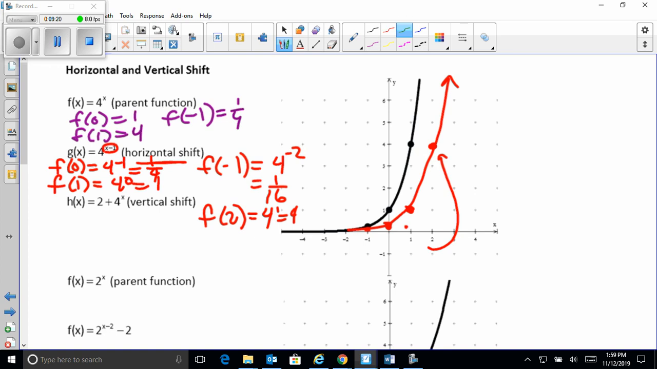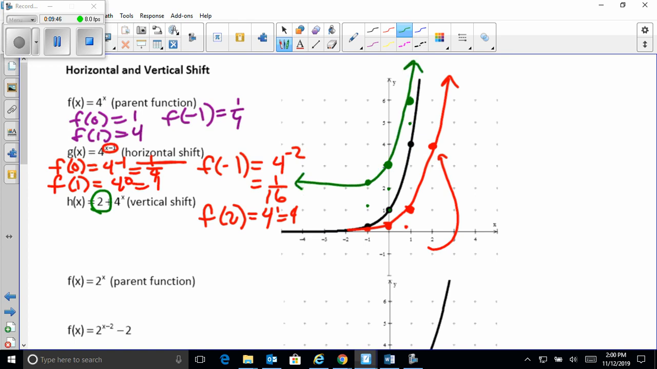Now let's look at a vertical shift. How do I know it's a vertical shift? Well, plus or minus. But it's not in the parentheses with that power with these ones, so it's not with the power. So I could just take the parent and say, hey, that shifted up 2, and go with this point and go up 2, 1, 2. Go with this point, go up 2, 1, 2. Go with this point and go up 2, 1, 2. And there we go.